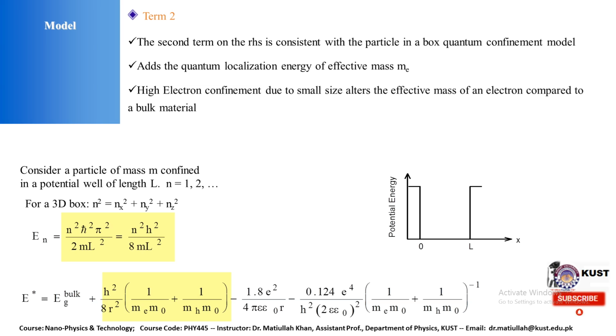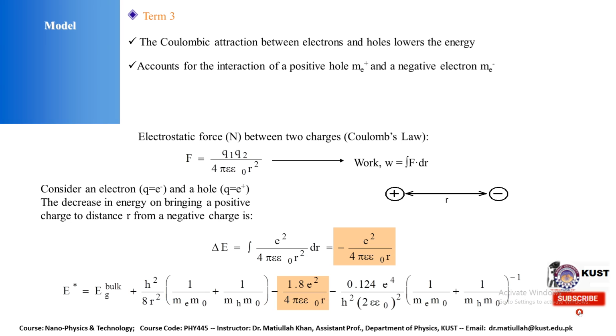So we have this equation for a 3D box, where the energy is equal to n squared h bar squared pi squared divided by 2 m l squared, which is further defined as n squared h squared divided by 8 m l squared. That describes the confinement of the particle in a box. It means the particles will be related to particular energy levels.